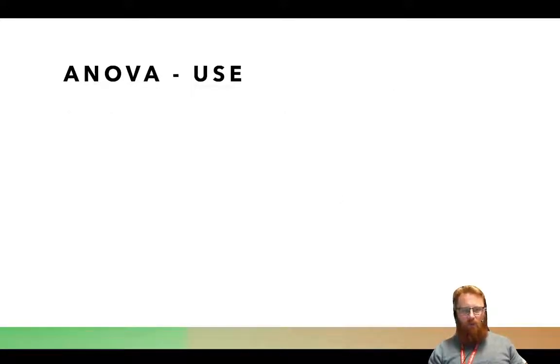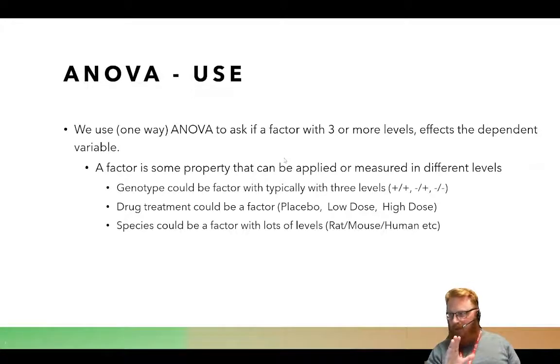Okay, so now we know how an Anova calculates a p-value. What do we use it for? Well, Anovas are used for all kinds of things. This is a one-way ANOVA. Again, spoiler alert, we're going to be talking about a different kind of ANOVA in a second. It's used to ask if a factor with 3 or more levels affects the dependent variable.